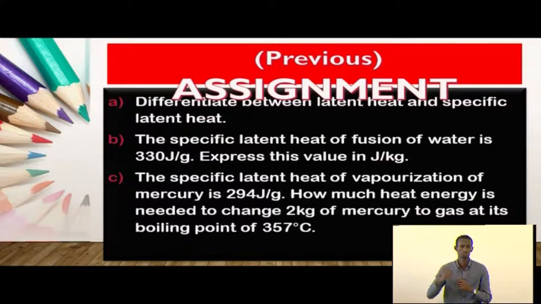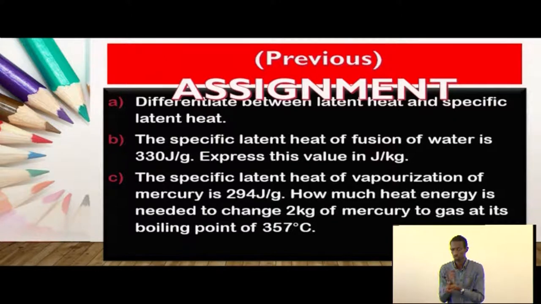How much heat is needed to change 2 kilograms? So it means mass here is 2 kilograms, to change 2 kilograms of mercury to gas at its boiling point, okay? So we want the amount of heat. That means we want H. Remember, they have given us boiling point as 357, but we don't need to use it here because during change of state, temperature does not change. So temperature does not feature in our equation.